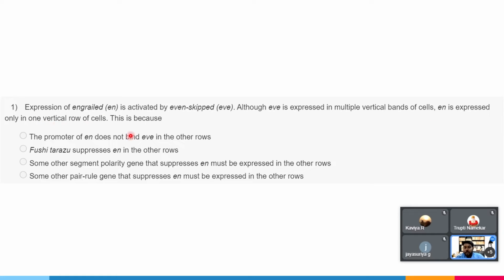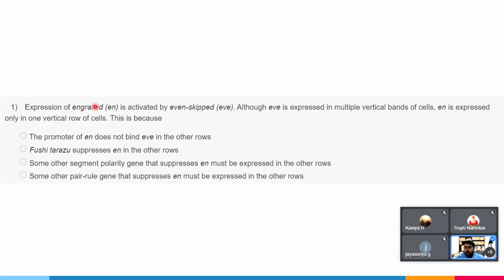cells. This is because, as we have seen, the expression of even-skipped, since it's a pair-rule gene, will occur in the entirety of alternate segments. So we have 7 entire stripes. But engrailed is expressed only in the anterior part of a segment. So if even-skipped is present in the entire segment, how does engrailed expression get limited to the anterior part of the segment?